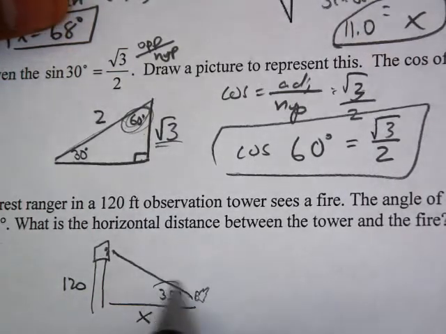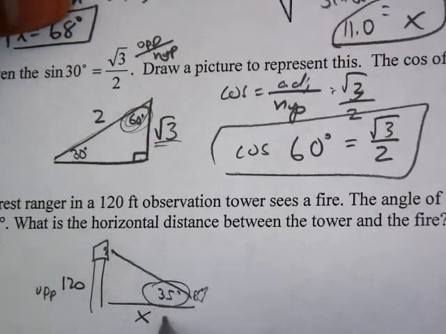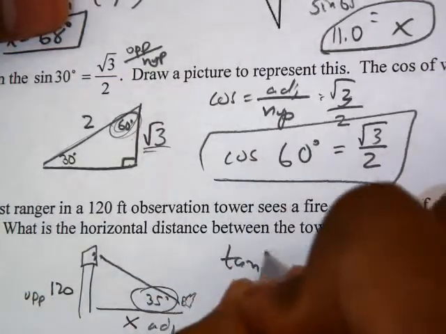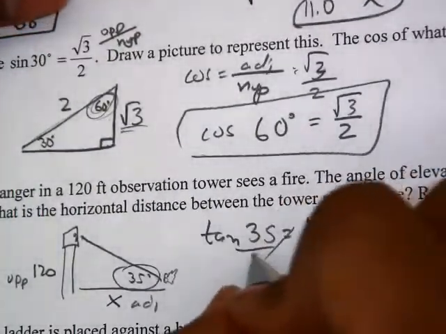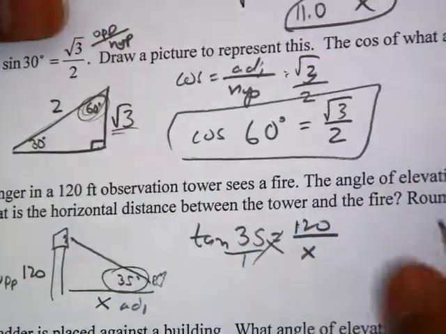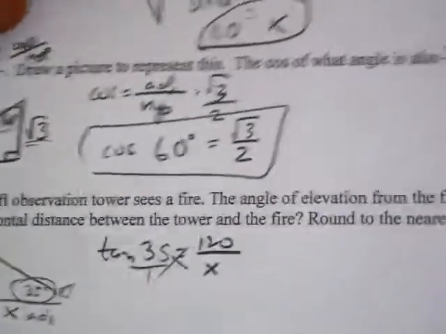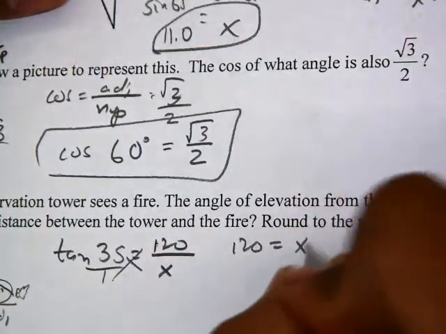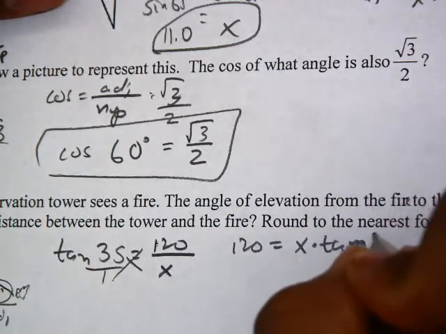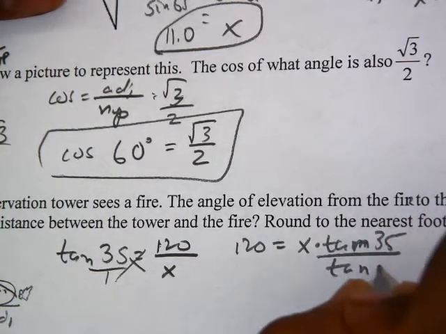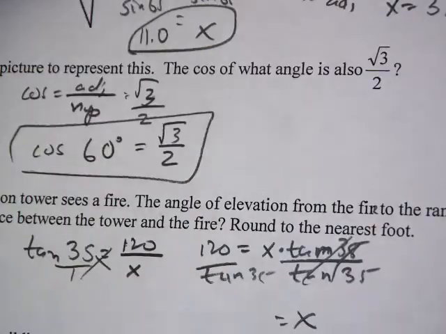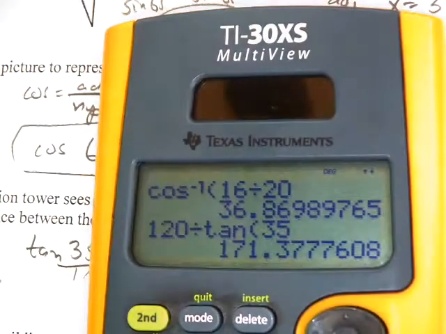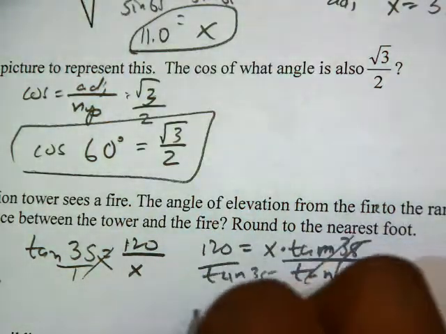It's x. So here's the angle, this is opposite, this x is adjacent, so tangent 35 equals 120 over x. Cross multiply to solve, so 1 times 120 is 120, equals x times tangent 35. Divide both sides by tangent 35 to solve for x. So x is whatever 120 divided by tangent 35 is. That's 171.4 feet.